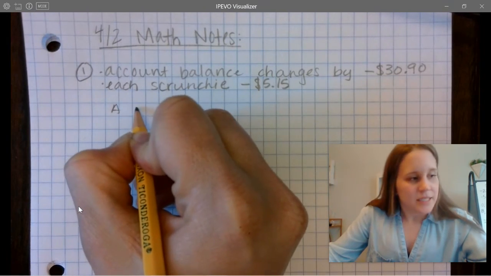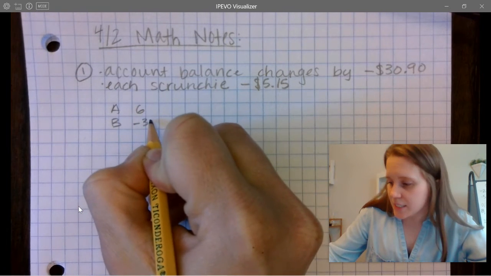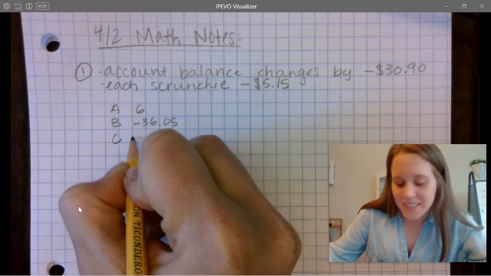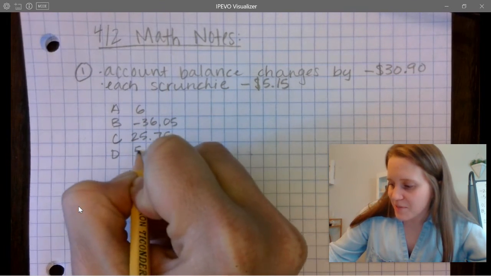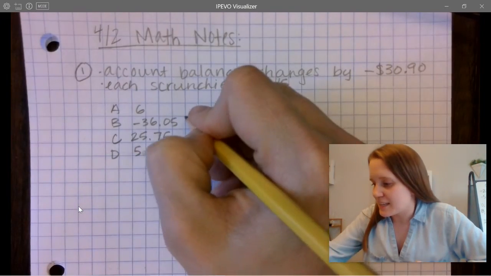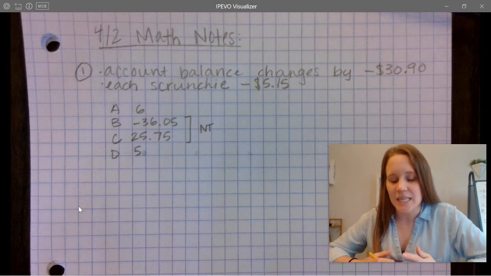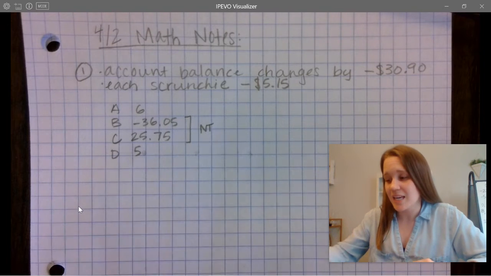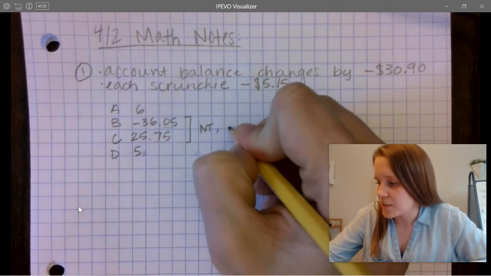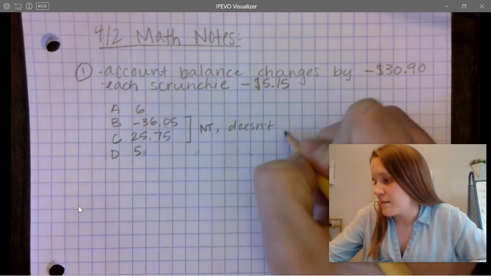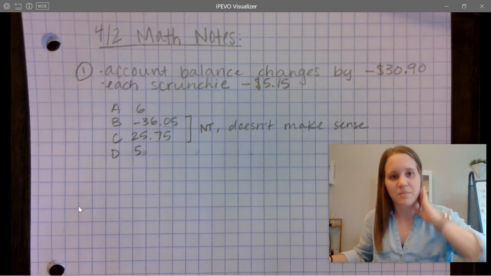Here were my answer choices. A was 6, B was negative 36.05, C was 25.75, and D was 5. So I'm going to go ahead and for B and C, I'm just going to write that these are not true. It wouldn't make sense to have a negative amount of scrunchies, and it wouldn't make sense to have part of a scrunchie when we're talking about buying scrunchies. So I'm just going to write doesn't make sense. Okay, go ahead and make your paper look like mine.